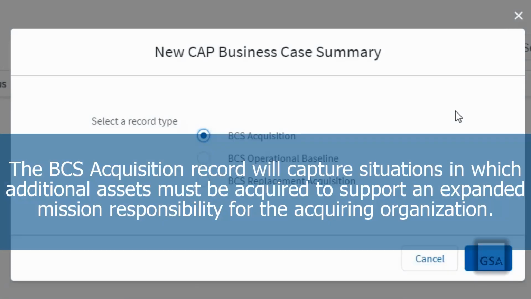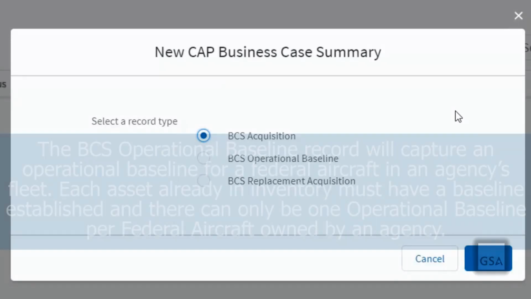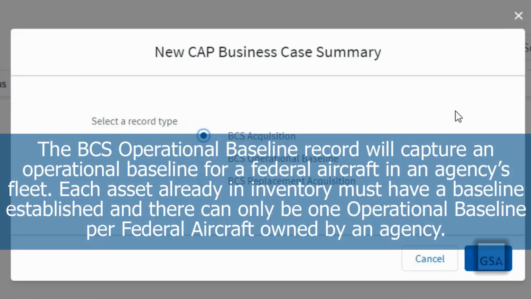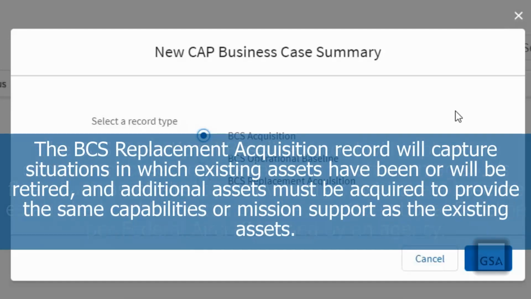The BCS acquisition record will capture situations in which additional assets must be acquired to support an expanded mission responsibility for the acquiring organization. The BCS operational baseline record will capture an operational baseline for a federal aircraft in an agency's fleet. Each asset already in inventory must have a baseline established, and there can only be one operational baseline per federal aircraft owned by an agency.